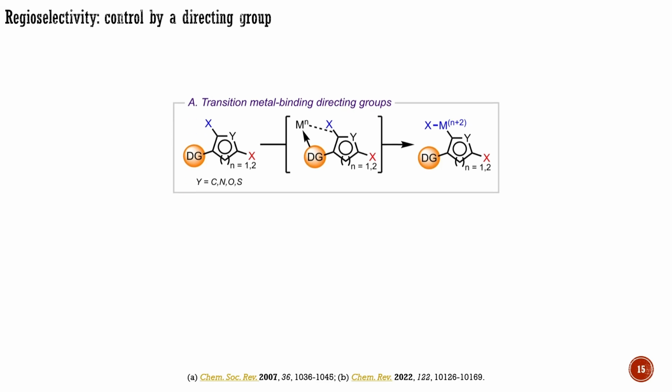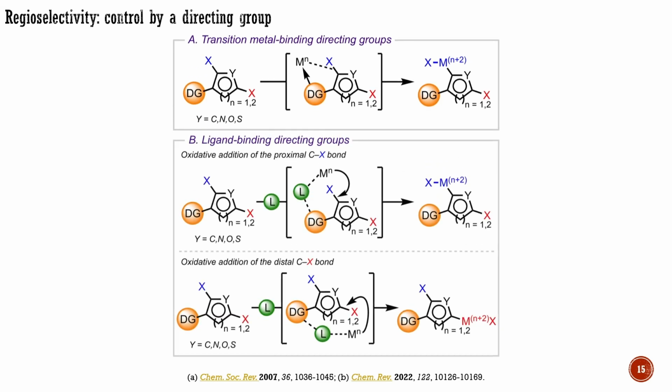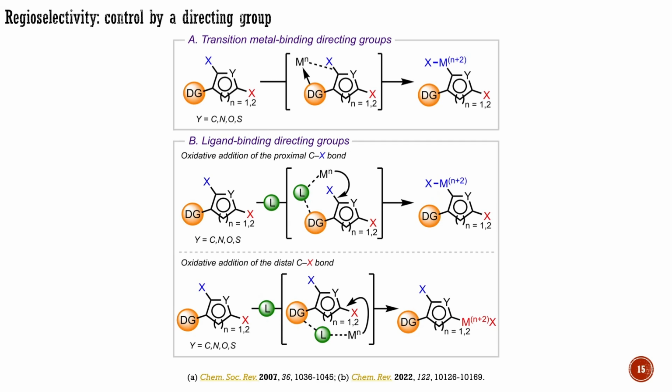The functional groups on the polyhalogenated substrate can also coordinate to the ligand of the catalyst and guide the catalyst to the position for oxidative addition through the ligand of the catalyst. The transition metal binding directing groups are optimal for proximal carbon-heteroatom bond cleavage, whereas ligand binding directing groups can be applicable for remote carbon-heteroatom bond cleavage. Let me show you a few examples for clarity.